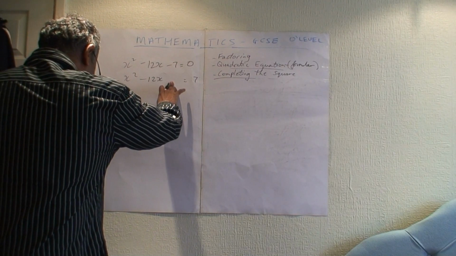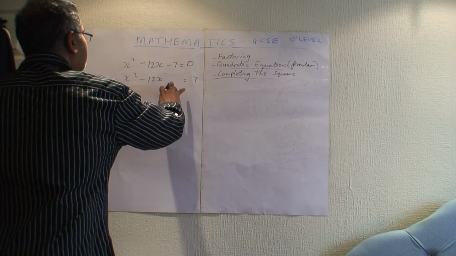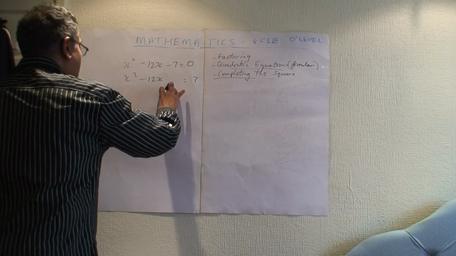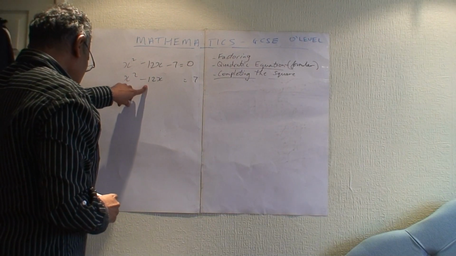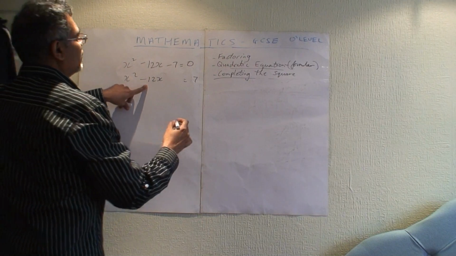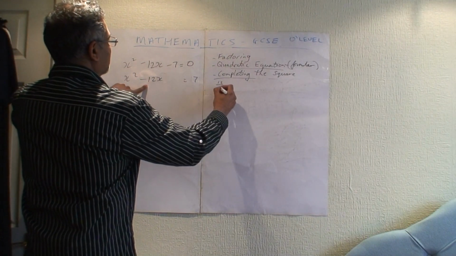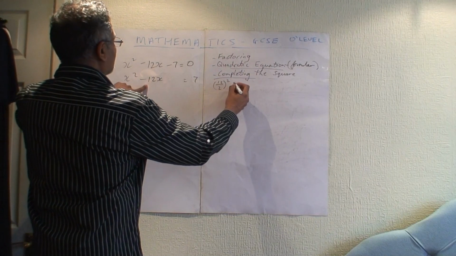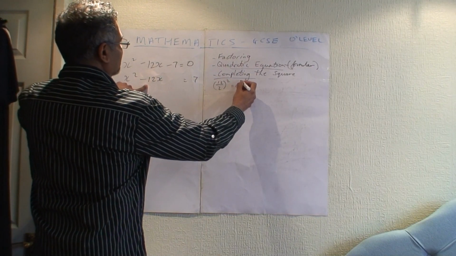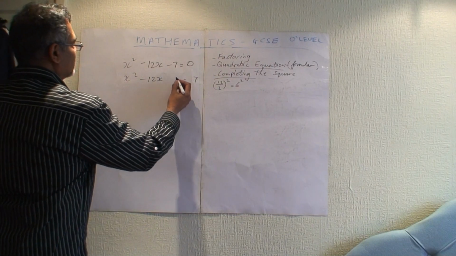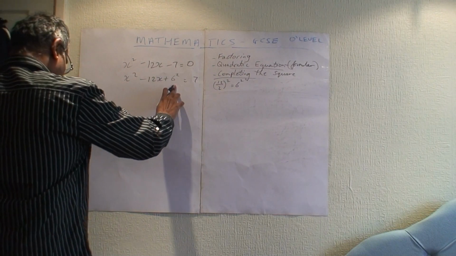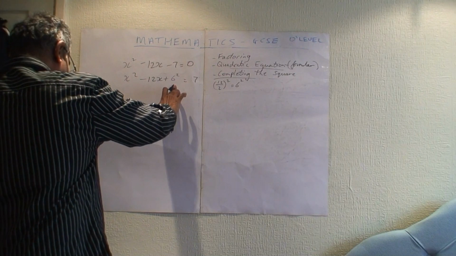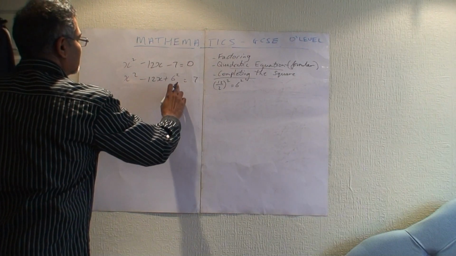Now we want to find out what value we can put here. So we take the 12, divide by 2, and we square that. So that is 6 squared. So we put the 6 squared here, and we plus the 6 squared.